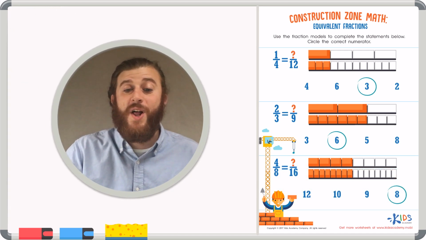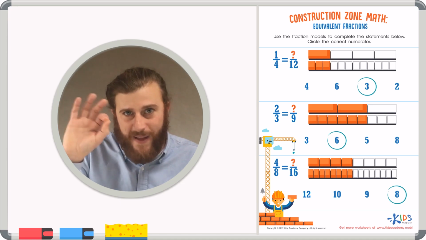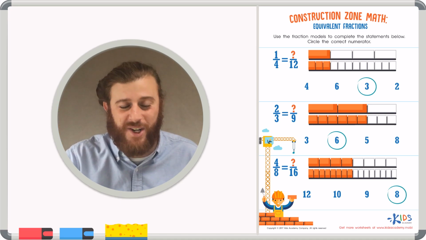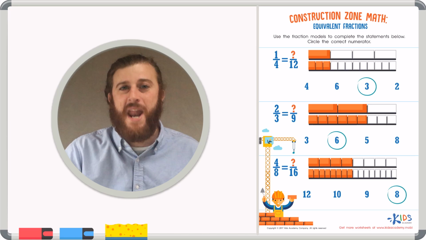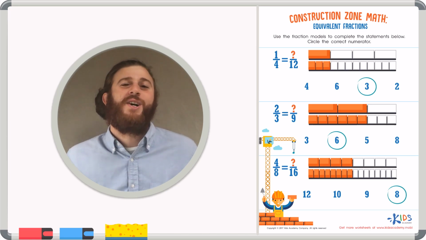Remember, boys and girls, the numerator is the top number, and that shows you how many pieces are shaded in a fraction. And the bottom number is the denominator. That tells you how many pieces are in total.